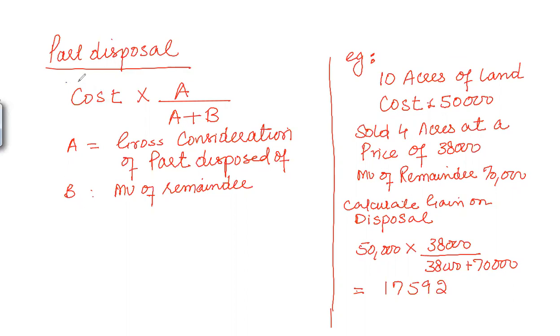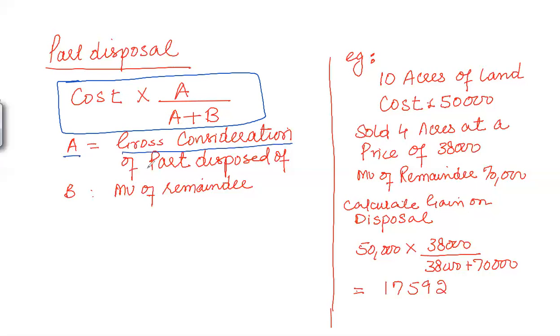And the formula is: original cost, that is the purchase cost and the incidental cost, multiplied by A upon A plus B. So in this calculation, A reflects the gross consideration of the part disposed of, that is the gross value, and B represents the market value of the remainder land.